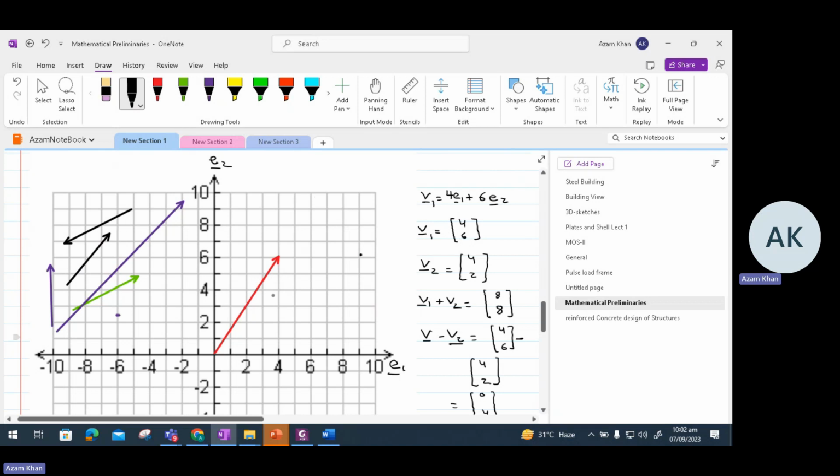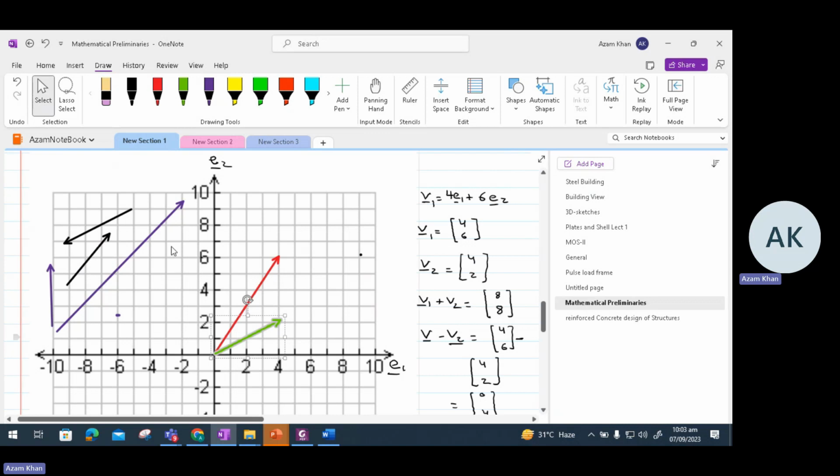Now we assume that this vector V1 has a magnitude of 4 units in the E1 direction and a magnitude of 6 units in the E2 direction. We are interested in adding this to another vector, which we show in green. Let us take this green vector and put it at the origin. We want to add these two vectors. The green vector has components 4 and 2. So adding these two vectors would mean that we add the corresponding components. So 4 plus 4 is 8 and 6 plus 2 is 8.